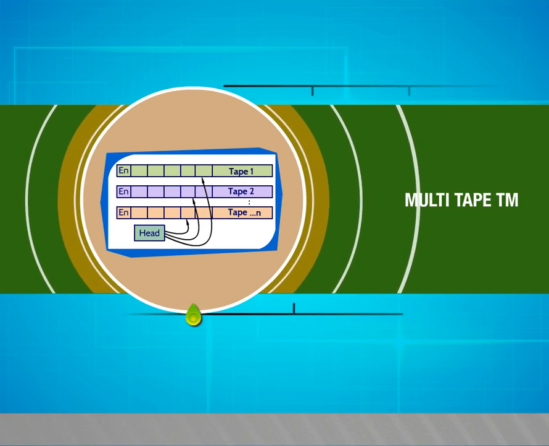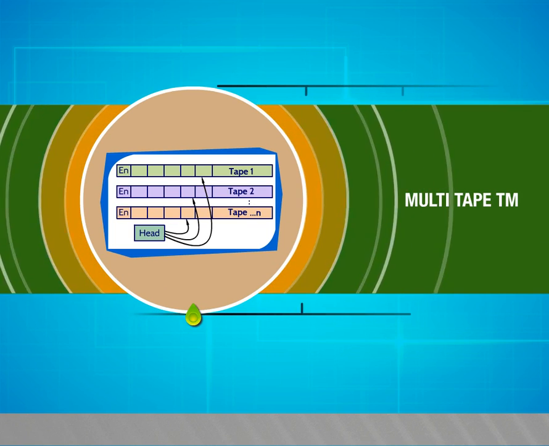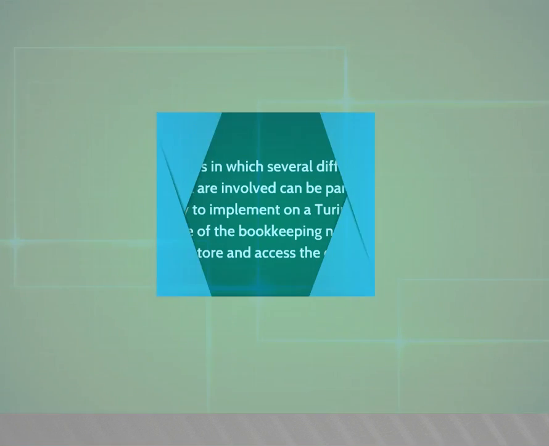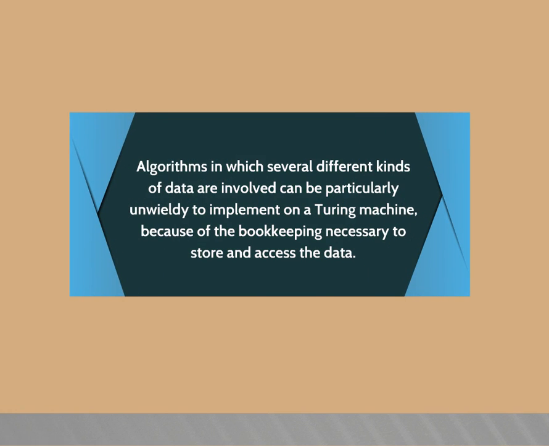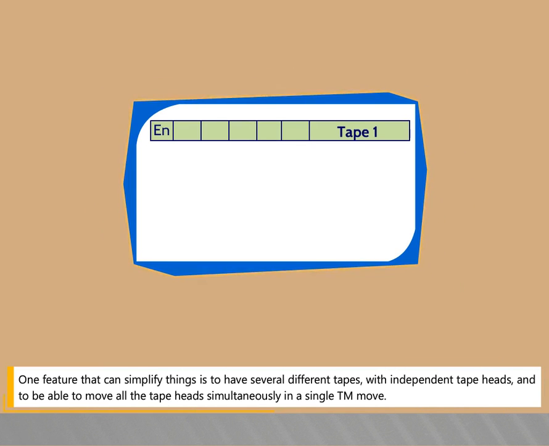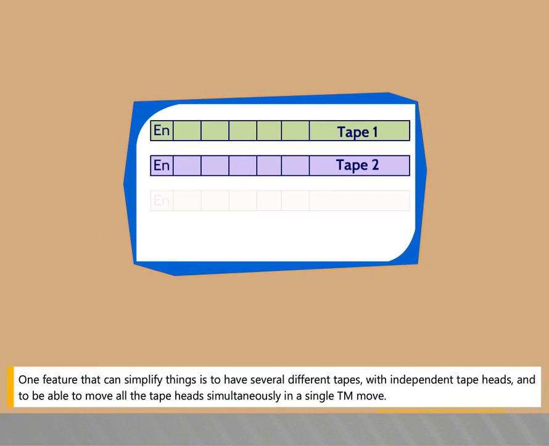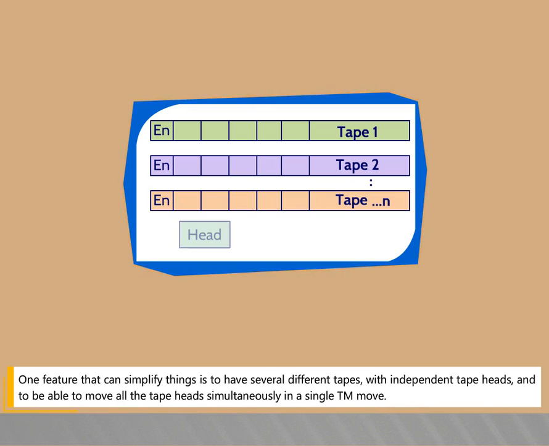Multitape TM. In this video, we are going to see about Multitape TM. Algorithms in which several different kinds of data are involved can be particularly unwieldy to implement on a Turing machine because of the bookkeeping necessary to store and access the data. One feature that can simplify things is to have several different tapes with independent tape heads and to be able to move all the tape heads simultaneously in a single TM move.